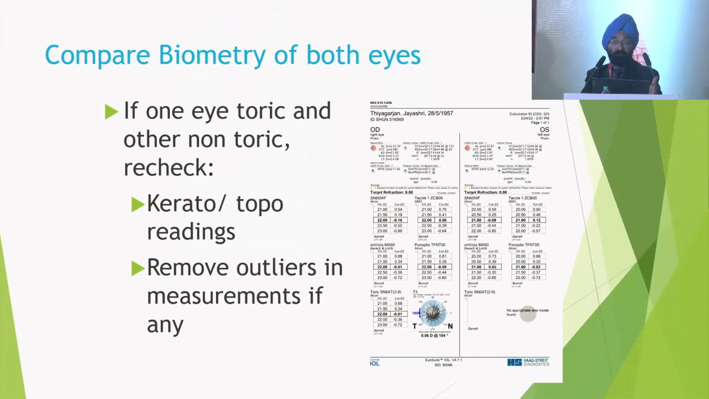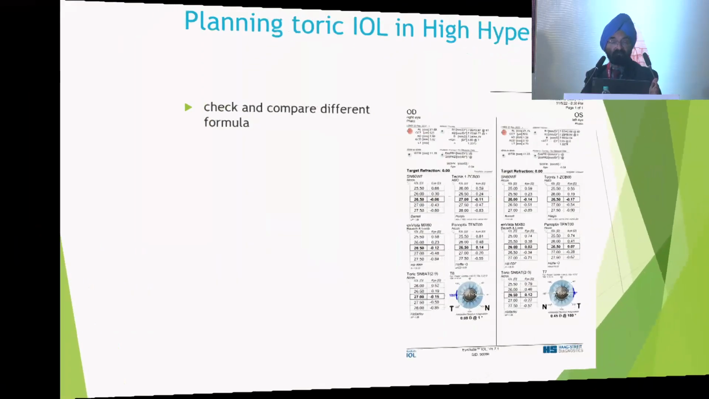And please compare the biometry of both eyes. If one eye is showing a toric requirement and the other non-toric, you can recheck and repeat your keratometry and remove outliers in the measurements, if any.